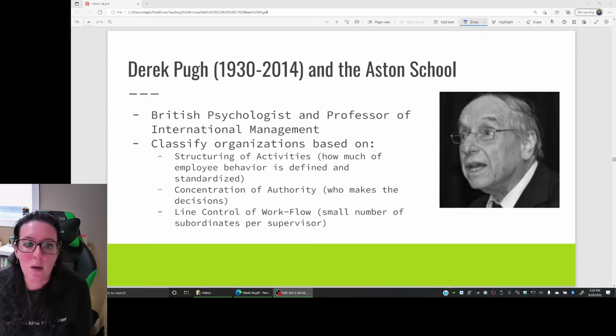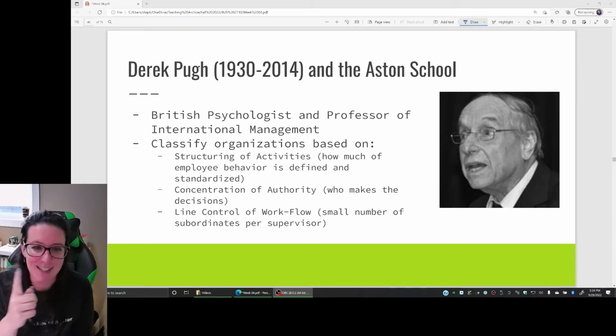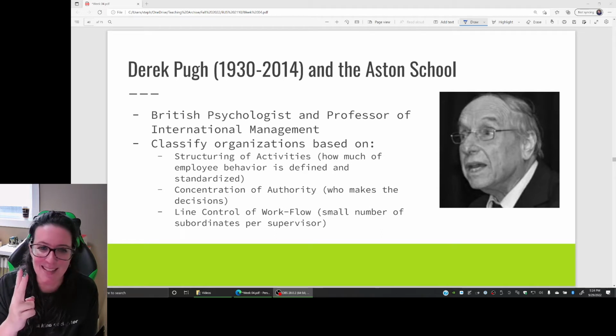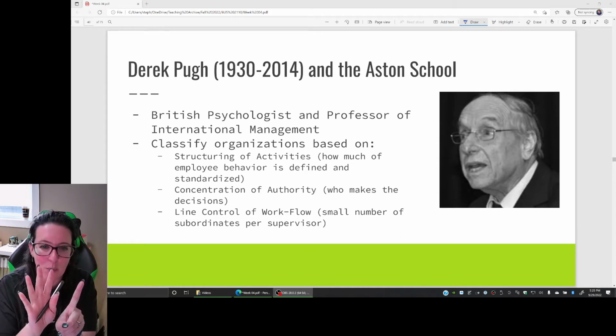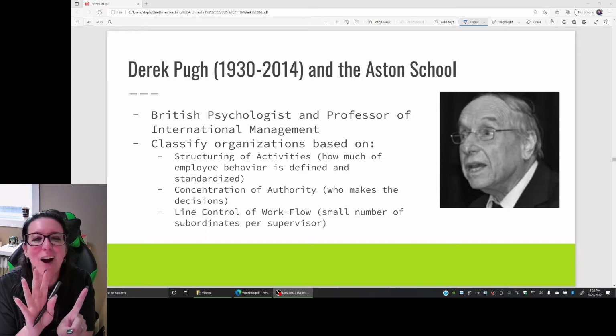So we've been talking about the 6 elements of organizational structures. What were they? Work specialization, departmentalization, chain of command, span of control, level of centralization, and formalization. So let's look at some organizations and how they fit into those classifications.